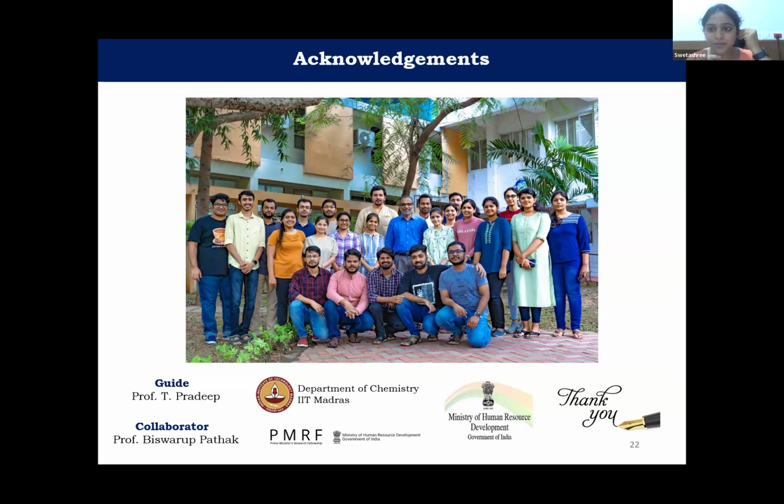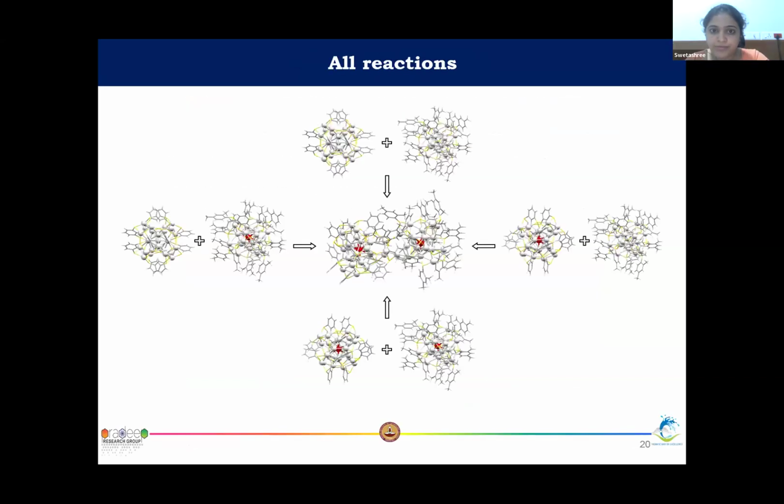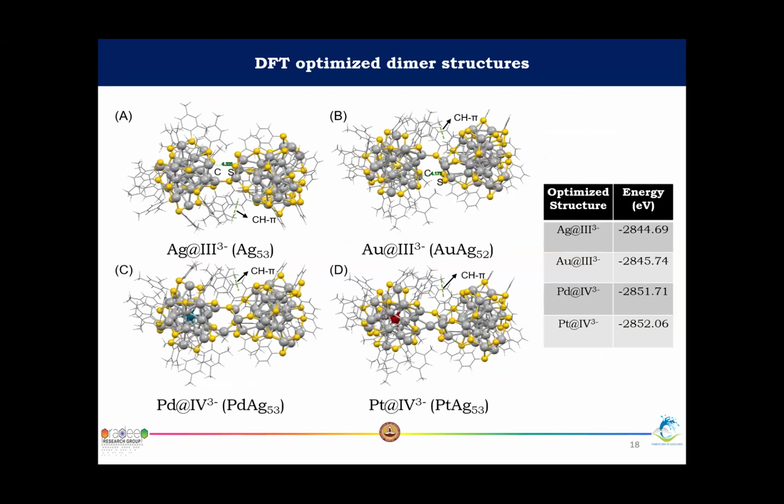I'm not able to hear you properly. Am I audible? Yes. I'm saying these CH pi interactions are very small compared to the size, the energy and size of the big cluster. So how are they binding together, making a dimer? Is there any covalent bond formation which I missed? With our optimized structure, we have seen that there is some covalent bonding between the two nanoclusters, and also the stability comes from the CH pi interactions.